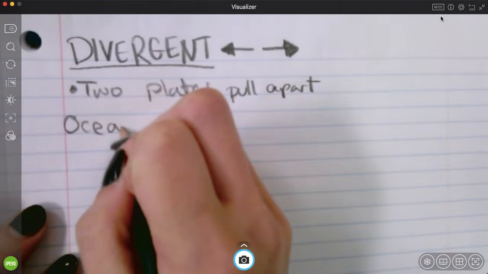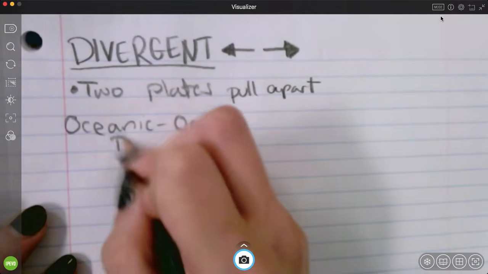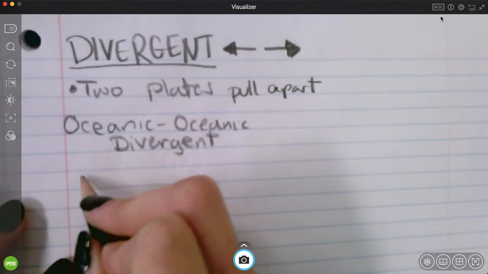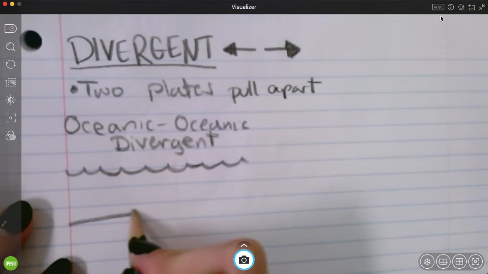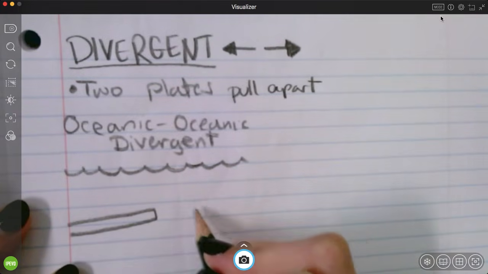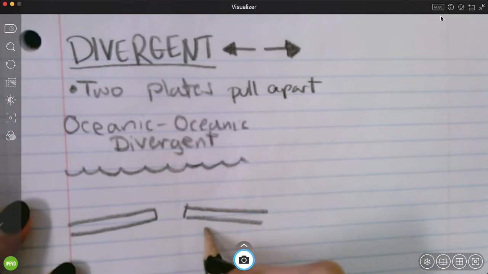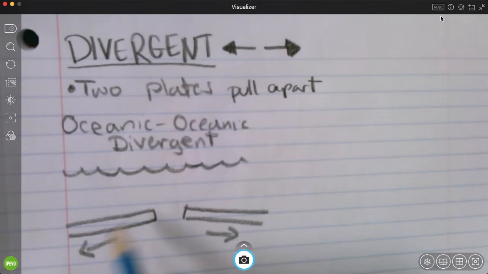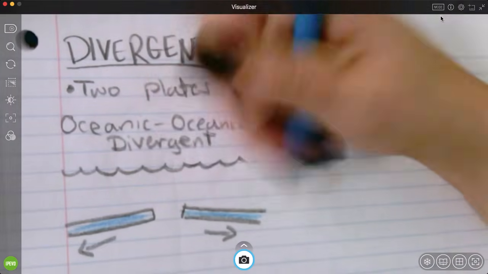Our first type is oceanic divergent. At the oceanic divergent, I'm going to draw my ocean. And I'm going to draw two little oceanic plates. And I'm not going to put them right next to one another. I'm going to give them a little space. And I'm going to draw some arrows. There's my divergence happening. I'm going to color them because that's good.